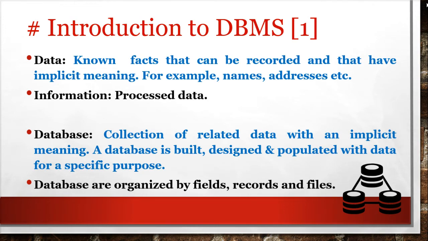Databases are organized by fields, records, and files. Although a database is a collection of related data that has implicit meaning, to arrange a database we have a particular hierarchy. For example, fields are the smallest entity. Next we have records or rows of the database, and next is the file.